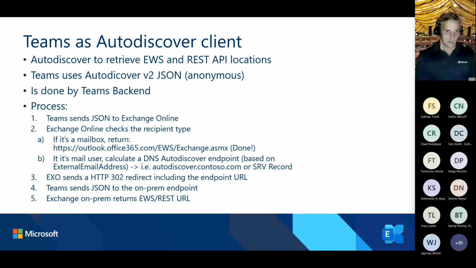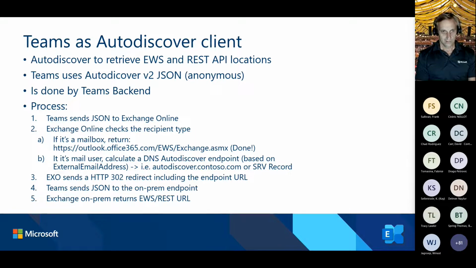How the process works in detail is, as mentioned earlier, Teams always goes to Exchange Online first, sends the Autodiscover v2 JSON request to Exchange Online, and then Exchange Online checks the recipient type the email address is for. So is it a mailbox in Exchange Online? Then it will return the outlook.office365.com/EWS/Exchange.asmx namespace.